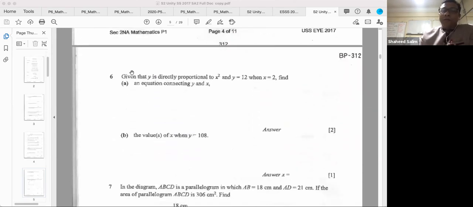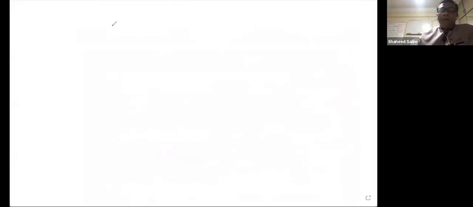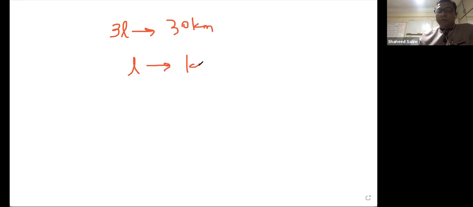Okay, let's try. You remember direct and indirect proportion? You remember direct proportion or not? Okay, we give an example. Let's say petrol. I use 3 liters of petrol, I can travel 30 km. So there is actually a direct relationship between the number of liters of petrol and the distance traveled. So now what's the formula? For direct proportion, the formula is y equals kx. You have to remember this.